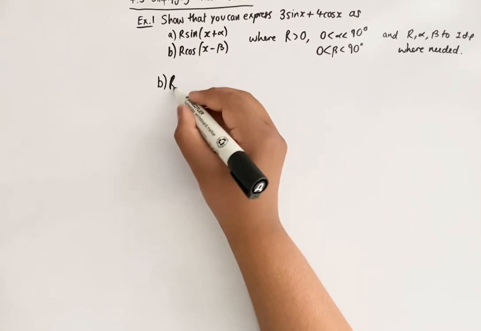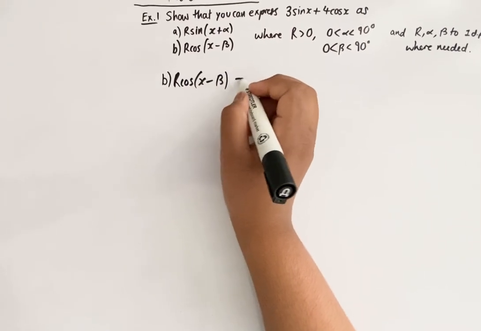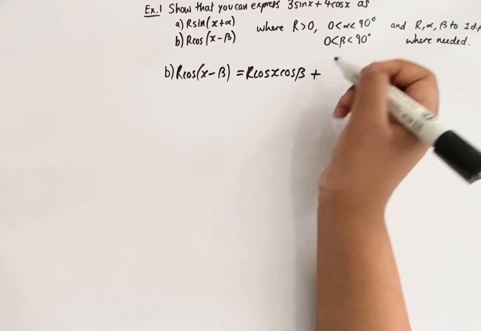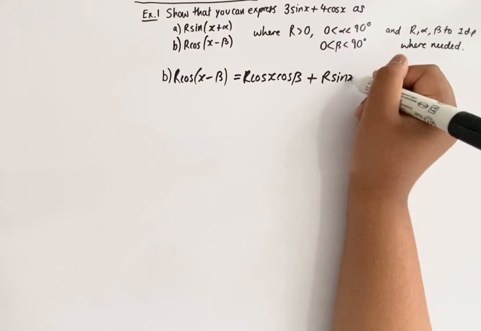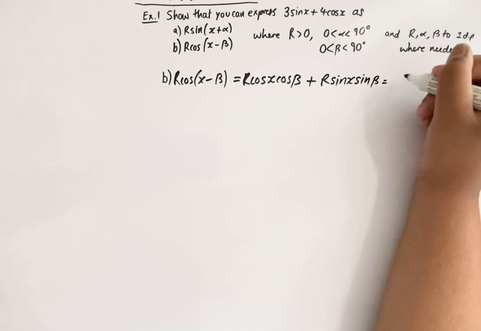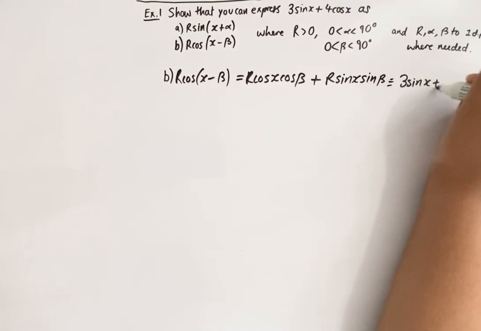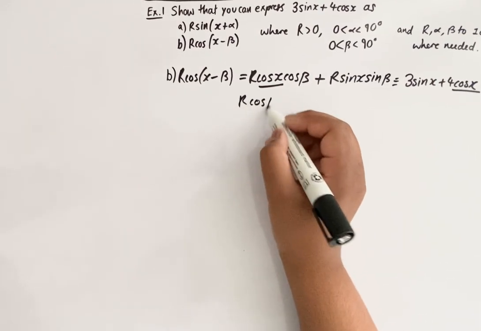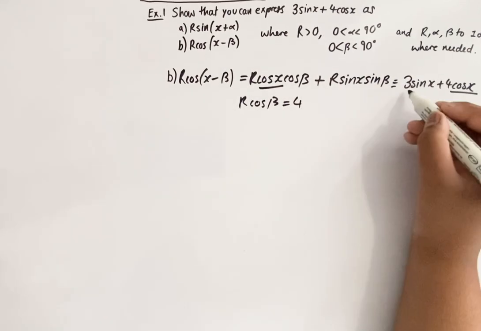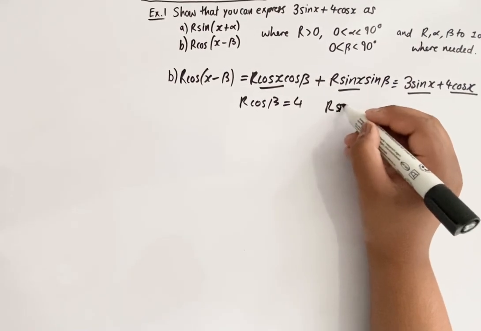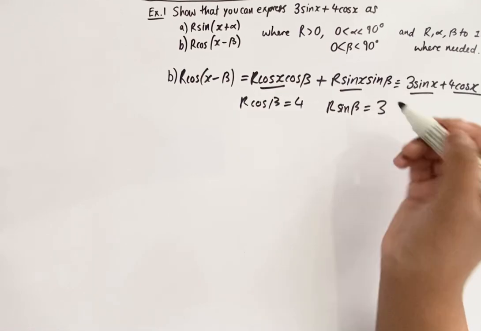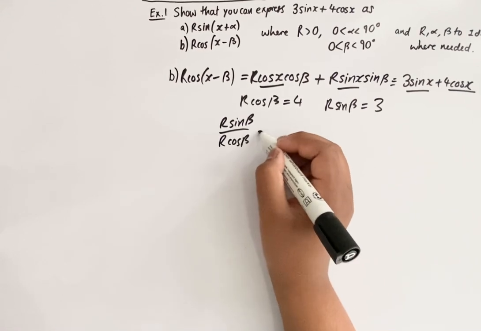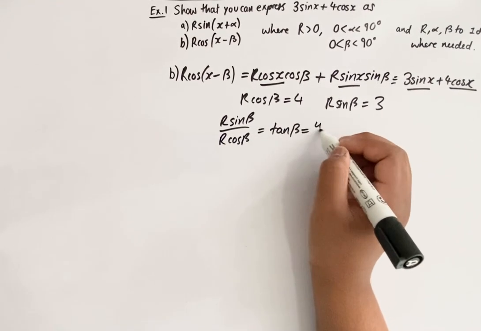For part B, r cos of x minus beta is the same thing as r cos x cos beta plus r sine x sine beta, which is equal to 3 sine x plus 4 cos x. Here we have a cos x and we have a cos x here. So r cos beta is equal to 4. And here we have a sine x and we have a sine x. So r sine beta is equal to 3. And again, dividing, we get r sine beta over r cos beta is equal to tan beta, which is 4/3.